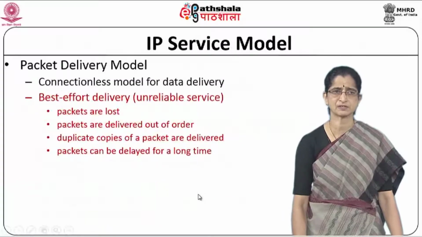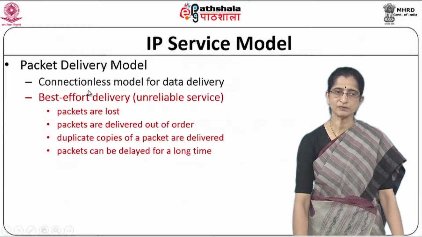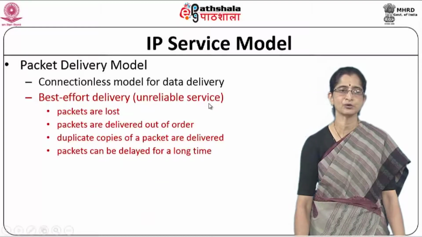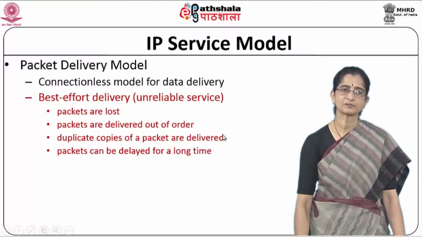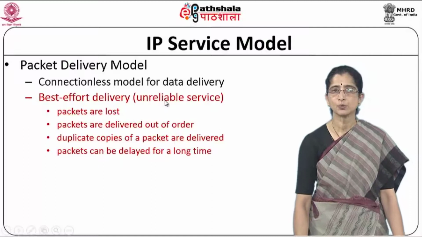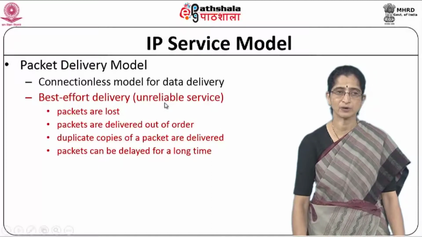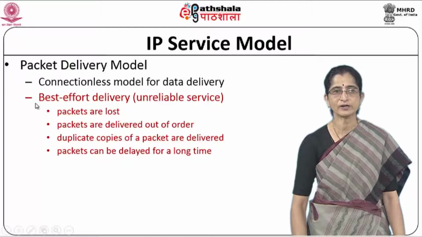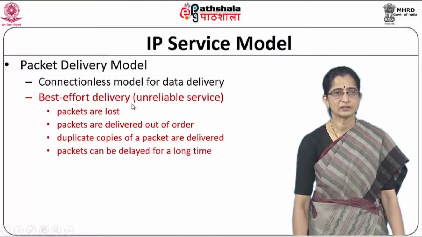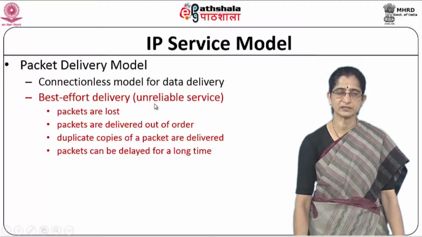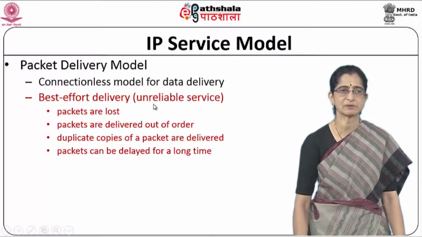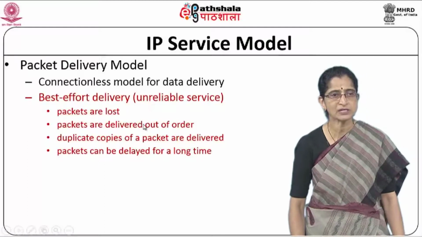If you look at the IP service model, since it is a datagram based model, we know that it is a connectionless model for data delivery. That is the first point to note. Second, because it is a connectionless model, we know that it is an unreliable service. But IP does not say I am providing you unreliable service; instead it says I will provide you something called a best effort delivery. Which means that in spite of the fact that there is no guarantee from the network, IP will still try to do its maximum to make sure that packets are delivered correctly to the destinations.